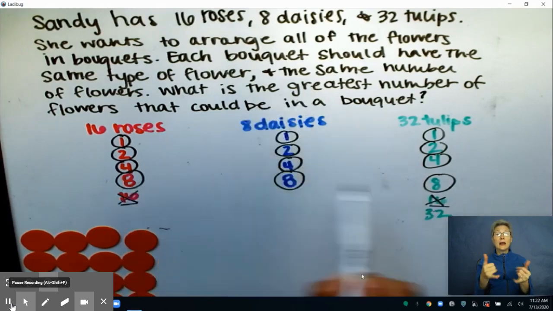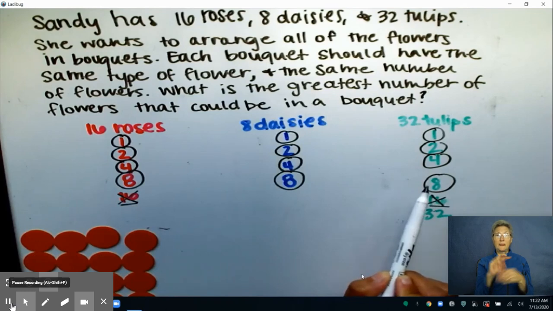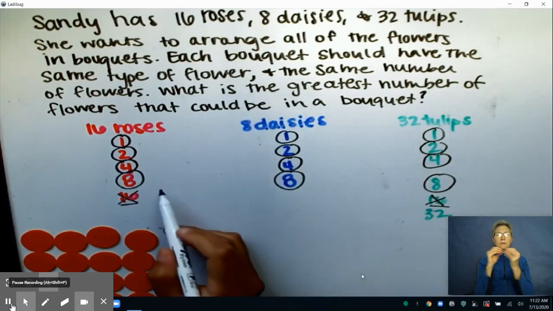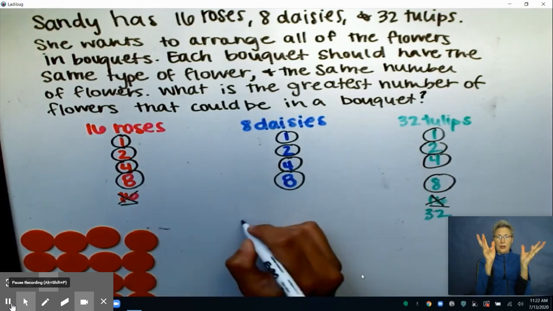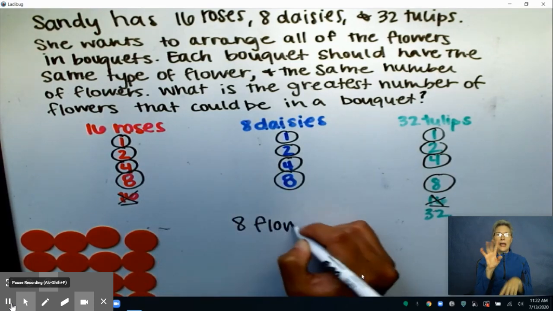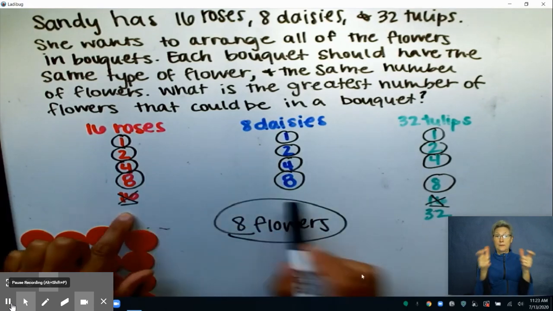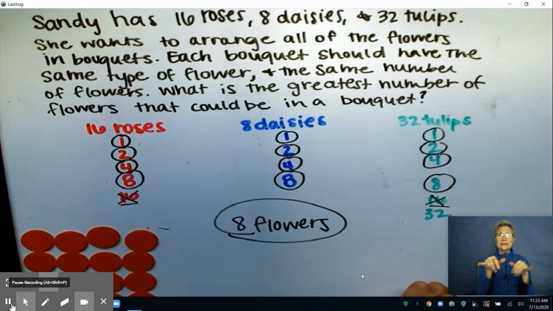Now, I know that I have to look at the numbers that are the same, and then my question tells me what is the greatest number of flowers that could be in a bouquet, and I'm seeing the greatest number is 8 flowers. So we just found the greatest common factor between 3 different numbers, and the answer to our question is that the greatest common factor is 8 flowers.